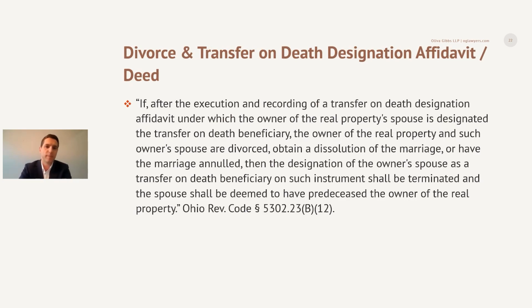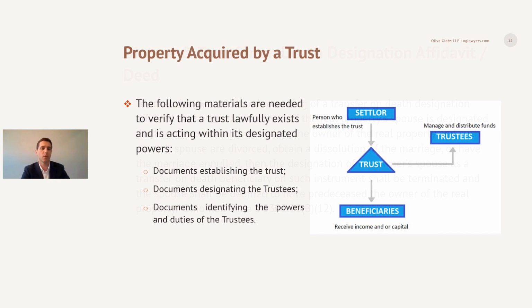Divorce, and what impact does that have on a death designation? Ohio follows what you might call a divorce revokes type of rule. So if you designate your spouse as a transfer on death beneficiary, and then there's a subsequent divorce, that's going to automatically terminate the designation, and that spouse is going to be deemed to have predeceased the owner. So again, it's basically a divorce revokes type of rule.